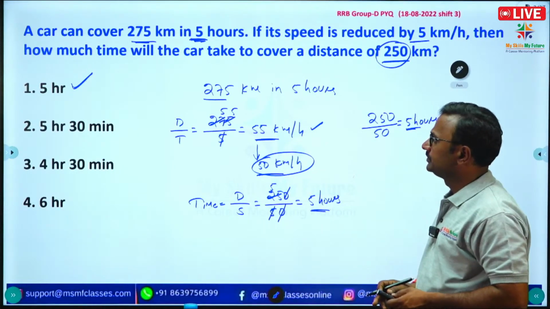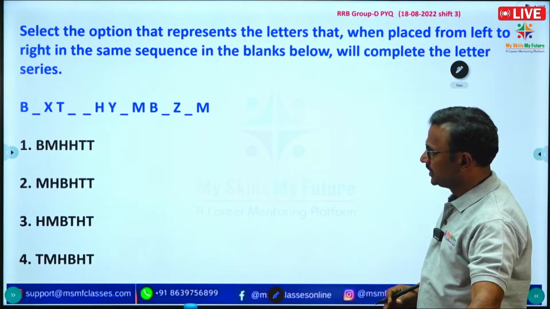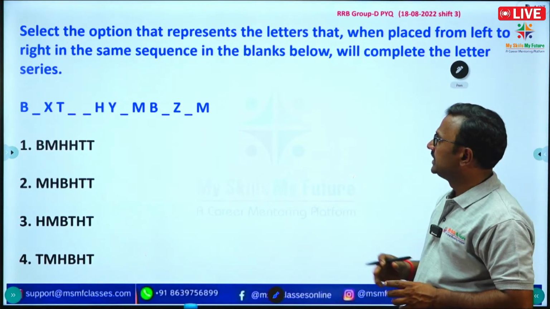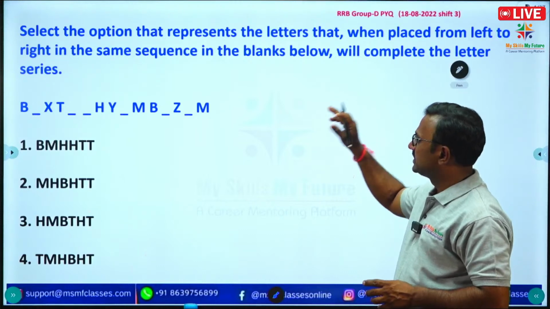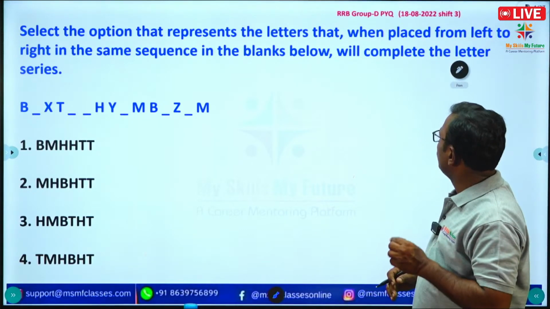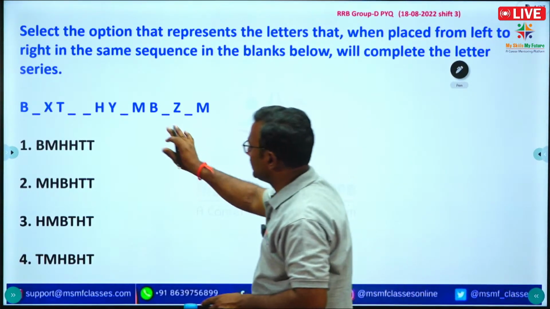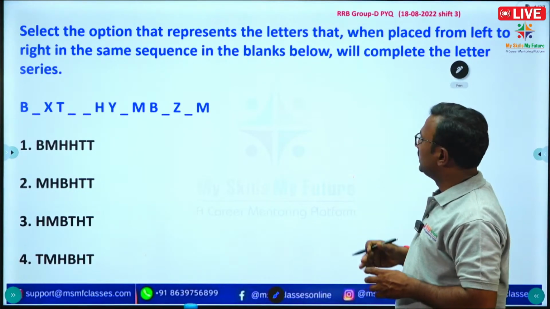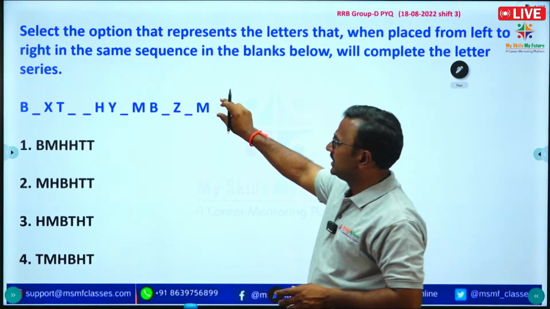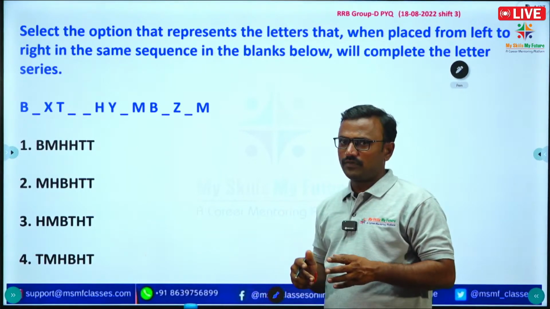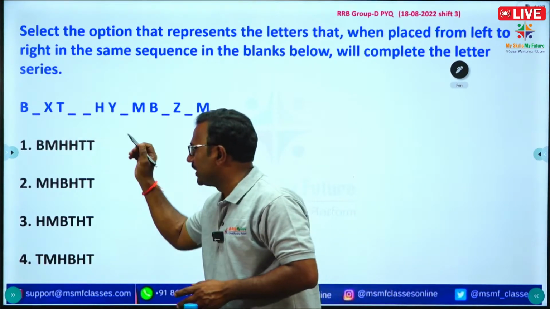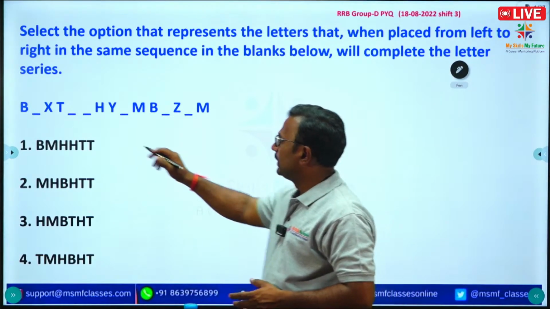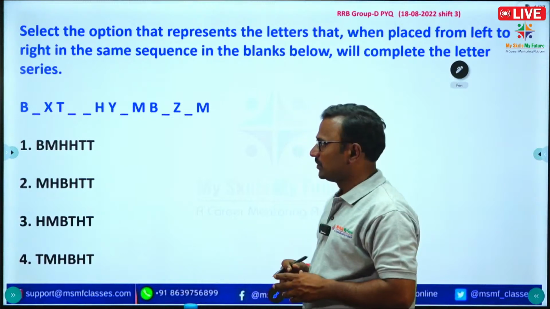Next question. Right, see the question here. Select the option that represents the letters that, when placed from left to right in the same sequence in the blanks below, will complete the letter series. Here there is a letter series from left to right. So which alphabets are to be filled in the blanks? Okay, there is some logic here.